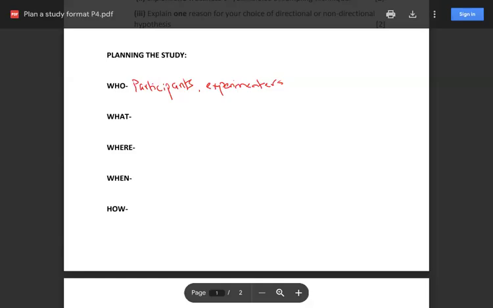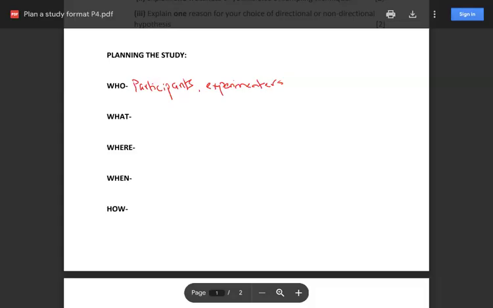The other thing that you can include in experimenters are observers. Okay, so if you're doing an observational study, or even if you're doing an experiment or a case study, and within the experiment or case study, you decide to do an observation, then you can include observers. You can talk about how many observers there are, the type of observation that they're conducting, are they overt, covert, participant, non-participant, and so on. Right? So that comes under the who aspect.